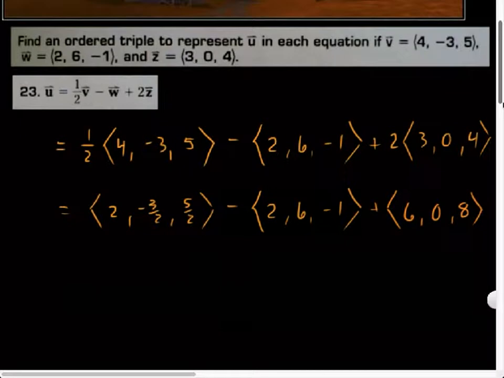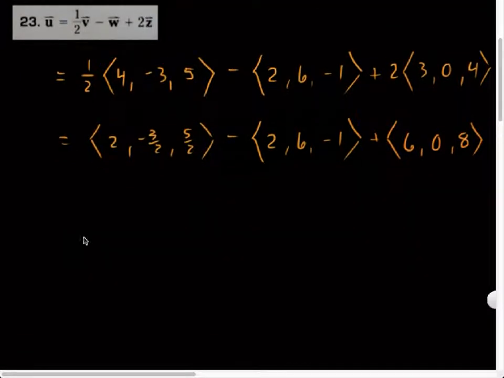Right? And now in order to do this, when you add or subtract vectors, you just add or subtract their corresponding elements, or coordinates is probably the more appropriate term. So 2 minus 2 is 0, plus 6 is 6. -3/2 plus 6. Wait a minute. Guys, why did I get... Oh, 2 minus 2. That's what it was.